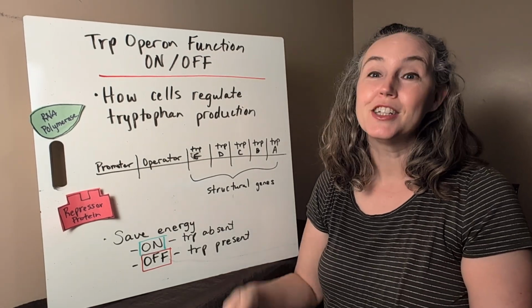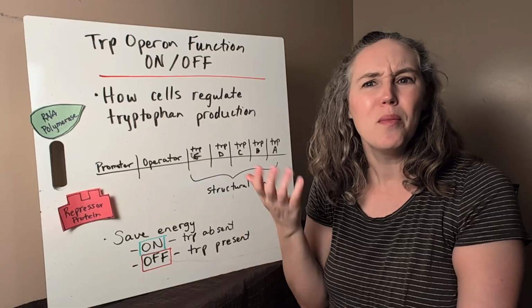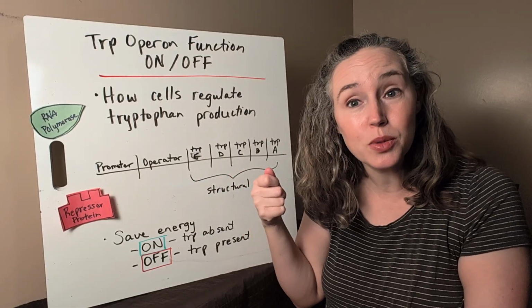Low tryptophan, genes turn on. High tryptophan, genes turn off. But how does the cell know when to flip the switch?